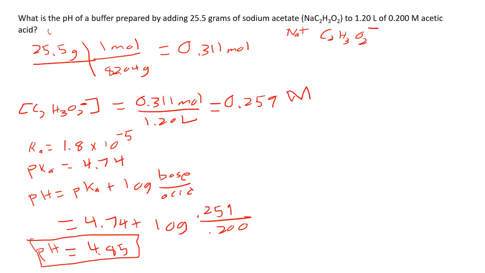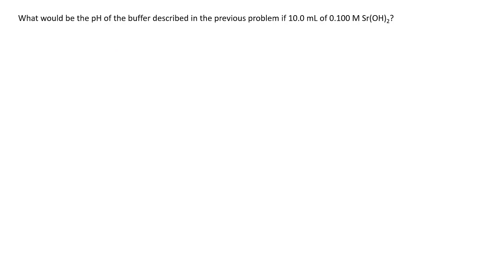Our follow-up question to this is where we take this and now we stress this buffer. So we want to know what's going to be the pH of the buffer we just described in the previous problem if 10 milliliters of 0.1 molar strontium hydroxide was added. First we want to note what we're adding. So we are adding hydroxide, which is the part we're concerned about. So we are adding 10 milliliters of 0.100 molar strontium hydroxide.